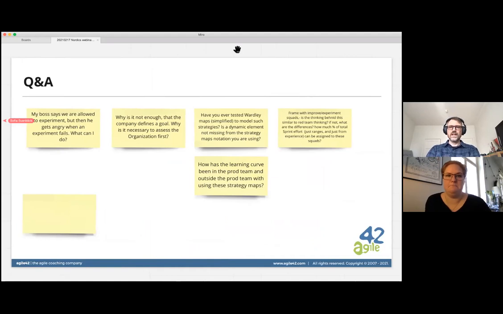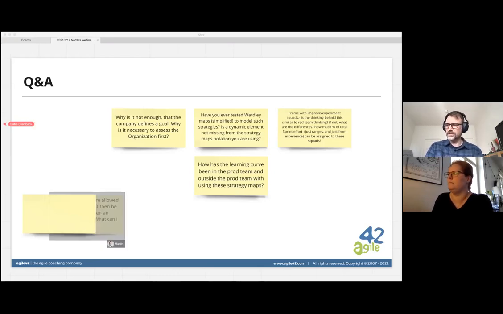Yes. Now, the first one, my boss says we are allowed to experiment. It's a decoy. I wrote it because I thought that unless there are questions coming in, then at least we have one that we can kind of pretend to discuss. But I'll move it out of the way. It's not really relevant for us today.